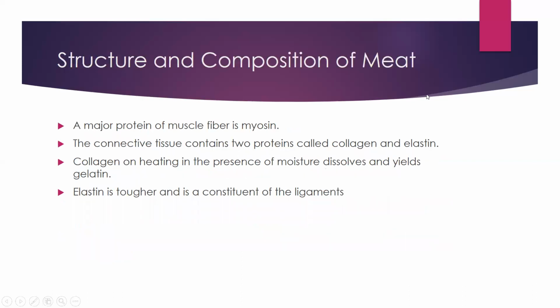Now, coming to the structure and composition of meat. Meat has a very complex structure, and one of the major proteins found in the muscle fiber of meat is myosin. The connective tissues contain two proteins called collagen and elastin. And collagen, on heating in the presence of moisture, dissolves and yields gelatin. Elastin is tougher, and it usually is a constituent of the ligament.